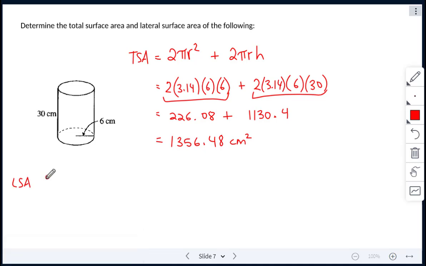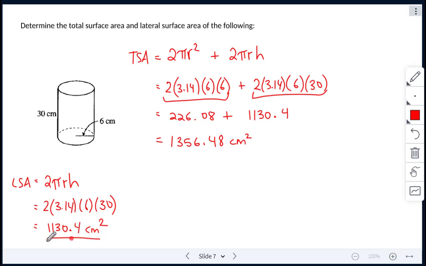The lateral surface area is just the 2 pi rh. We're not including the circular bases, top and bottom. So it is just the same thing that we've already calculated up top. 2 times 3.14 times the 6 times 30. 1,130.4 centimeters squared. All right, for that lateral surface area.